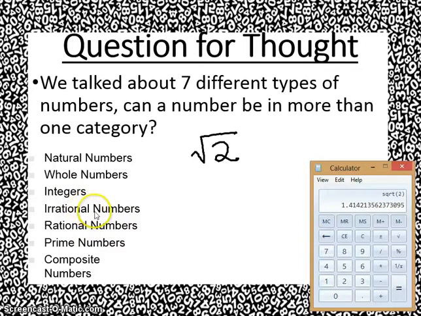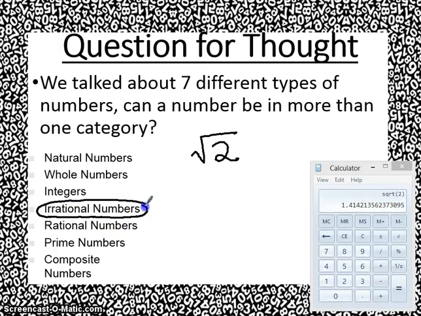So does it terminate? No, it does not terminate. So it could be either of these. Does it repeat though? Are there any digits here that repeat and make a pattern? No. This is an irrational number. Okay. Only whole numbers are classified as prime or composite. So this number, the square root of 2, is merely called an irrational number.